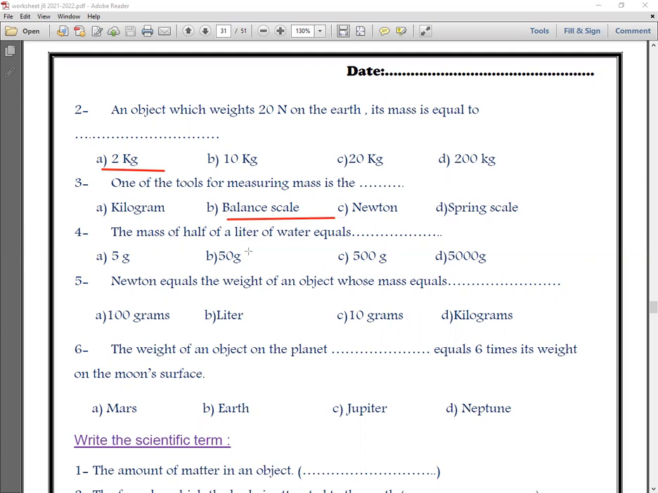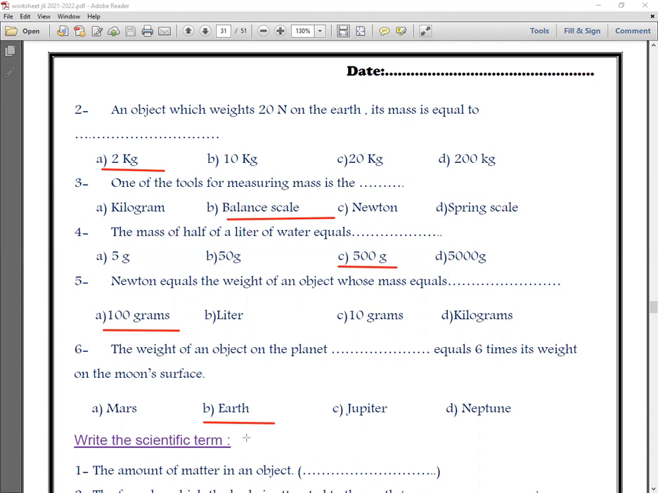Number 4, the mass of half of 1 liter of water equals what? How many grams? Mass of 1 liter equals 1000 grams, so half liter equals 500 grams. Number 5, 1 Newton equals the weight of an object whose mass equals 100 grams. Number 6, the weight of an object on the planet Earth equals 6 times its weight on the moon's surface.